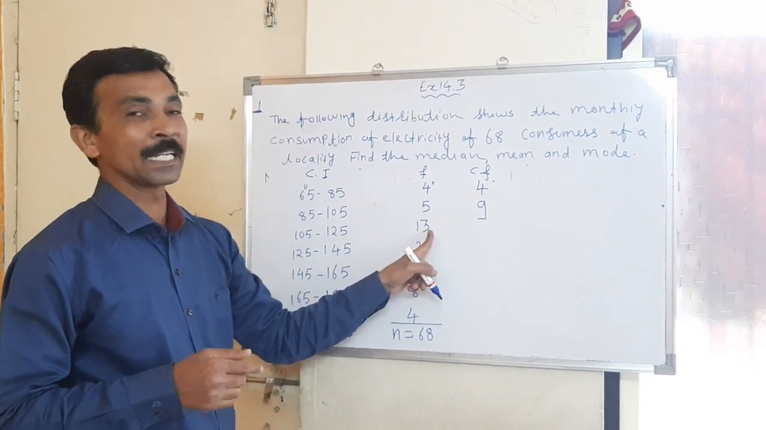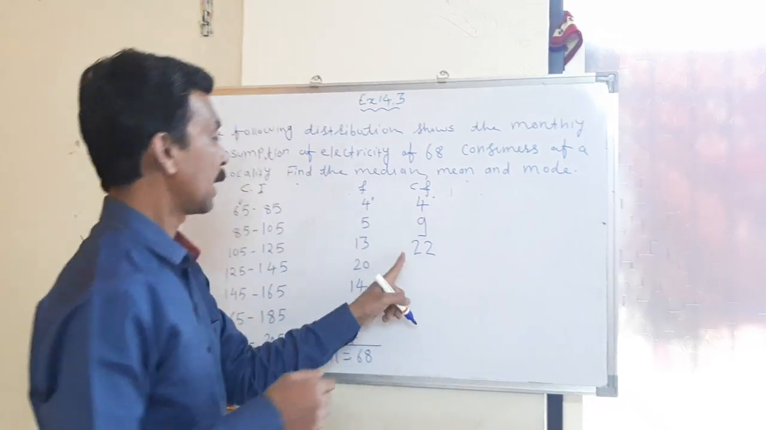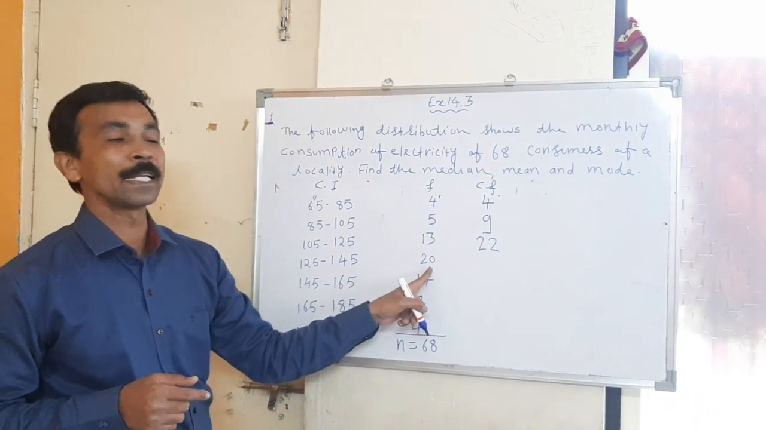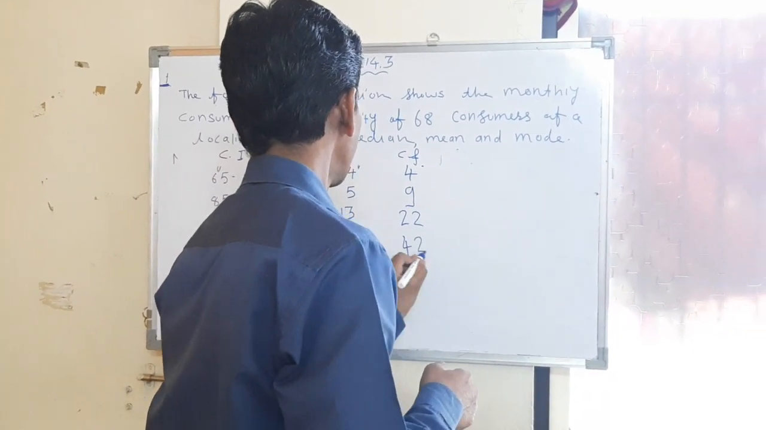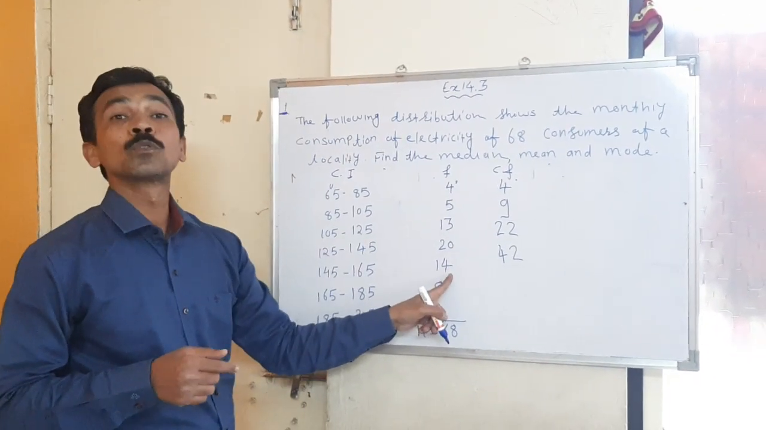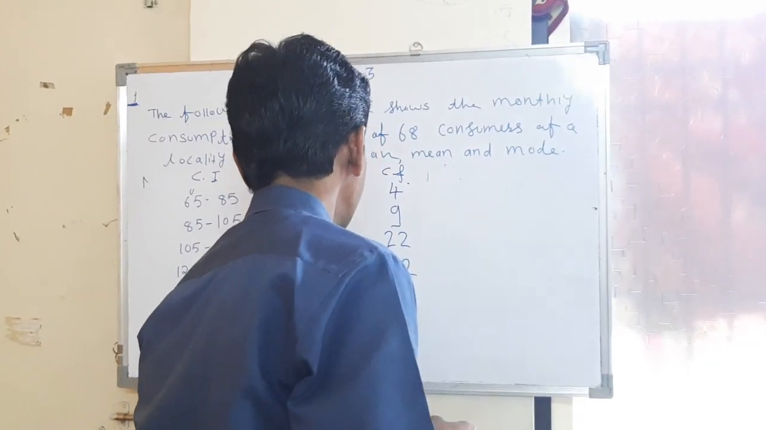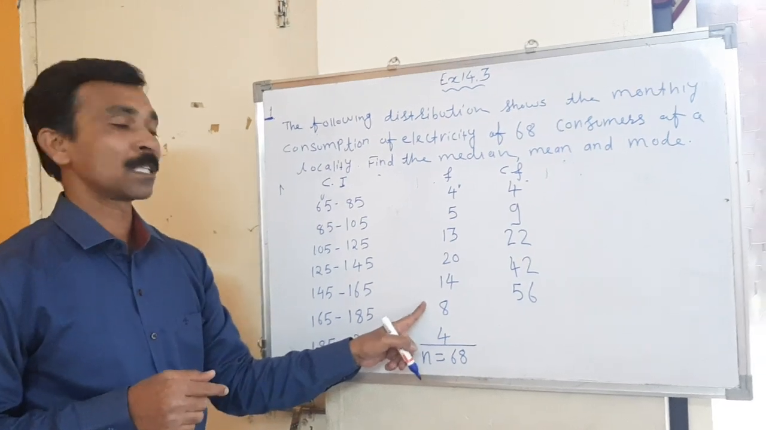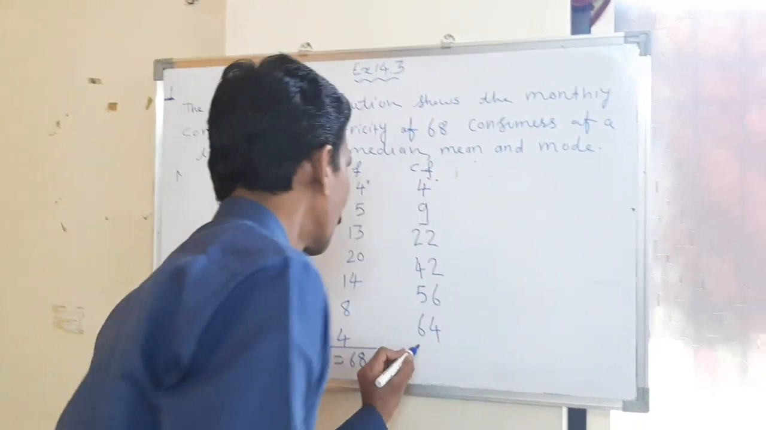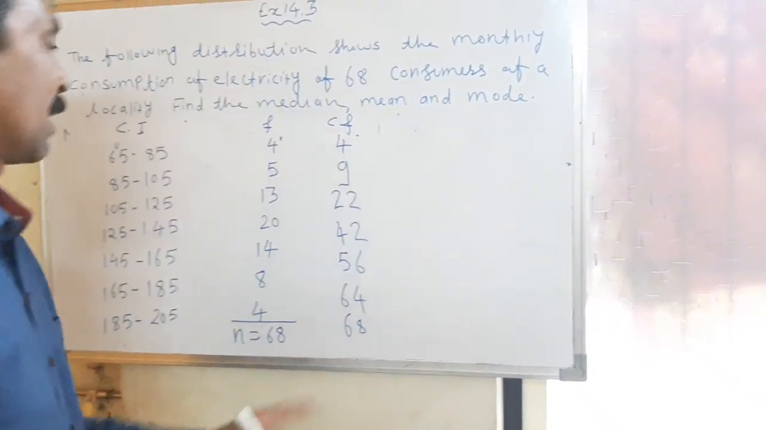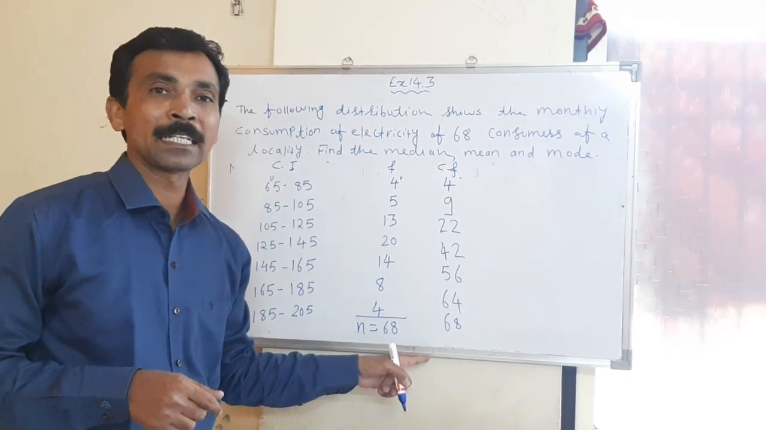9 plus 13. 13 plus 9 is 22. Then add 22 to this 20. 22 plus 20 is 42. Add 42 to 14. 42 plus 14 is 56. 56 plus 8, 64. 64 plus 4, 68. If the last number is coming 68, it means our CF is right.